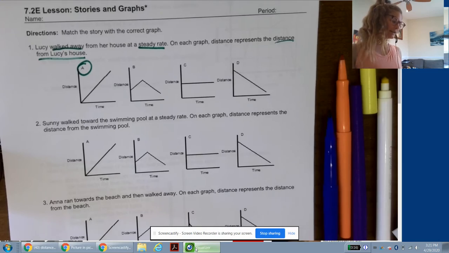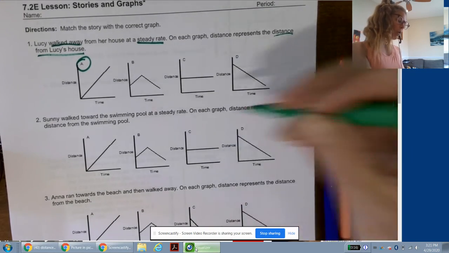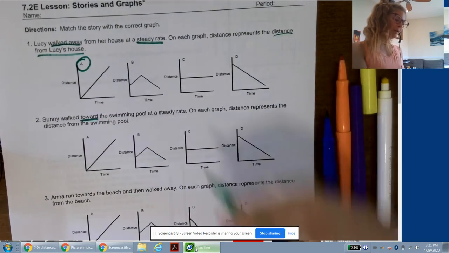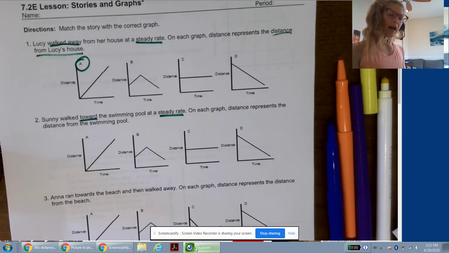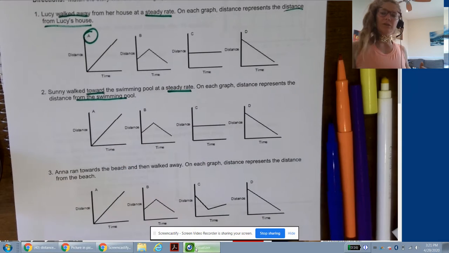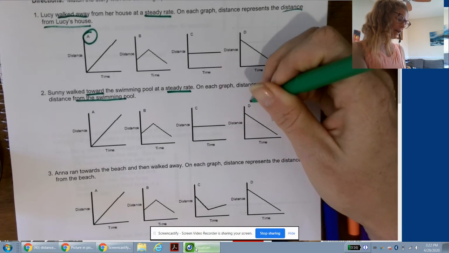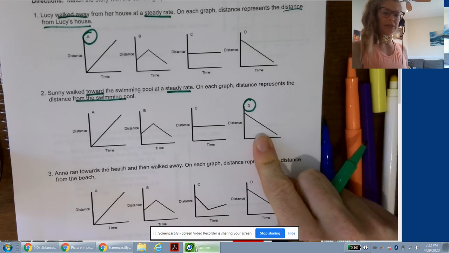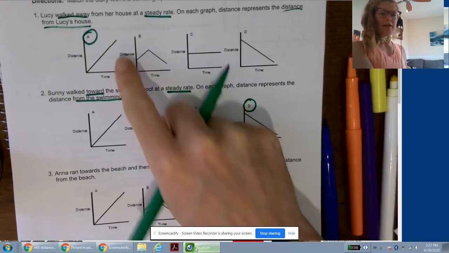Okay, let's take a look at the next one. Sunny walked toward the swimming pool at a steady rate. On the graph, each distance represents the distance from the swimming pool. And it's really important to think about what that origin represents. What is that distance 0? So here, if we're walking towards the swimming pool at a constant rate, D is our only option, because notice we have the same graphs as above.